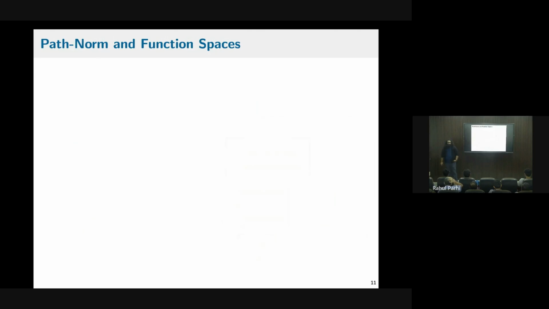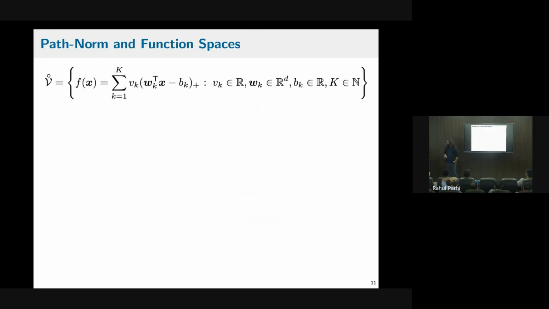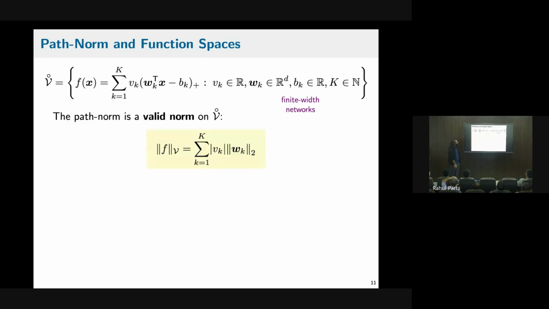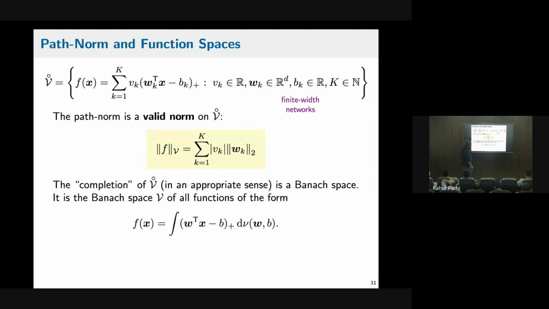Okay. So why is the path norm nice? Well, it makes it so that we can think about things in terms of the functions for real. Actually, what do I mean by that? Let's consider this set here. So these are finite width neural networks, and I'll make a note as I'm letting the width, which is the number of neurons k here, be any natural number. You can show that the path norm actually is a valid norm on this space, but the space isn't really complete in any reasonable sense. So if you take its completion in the correct sense, you will get a Banach space, and it'll be a Banach space of functions that take the form that look like this.